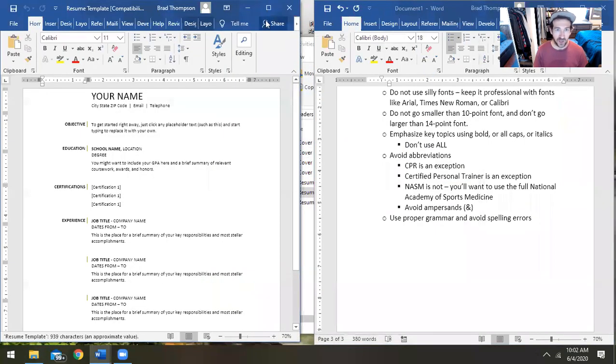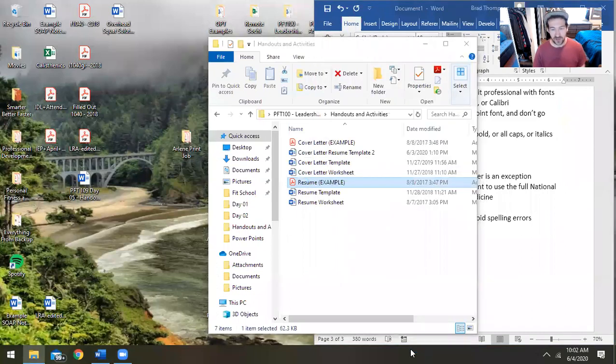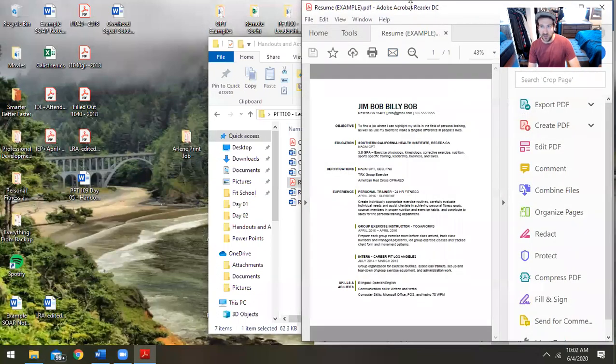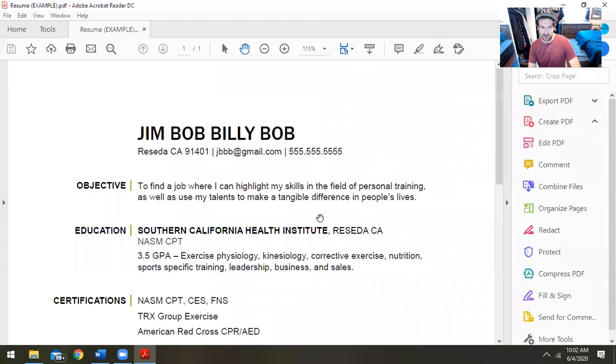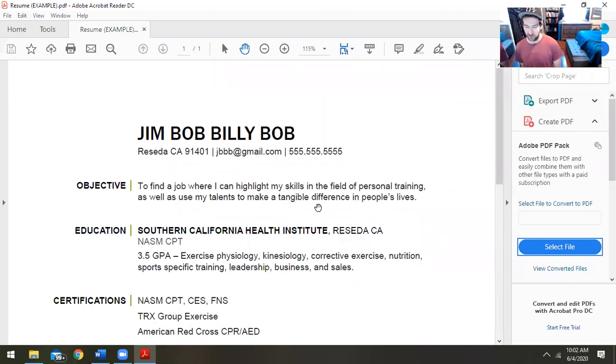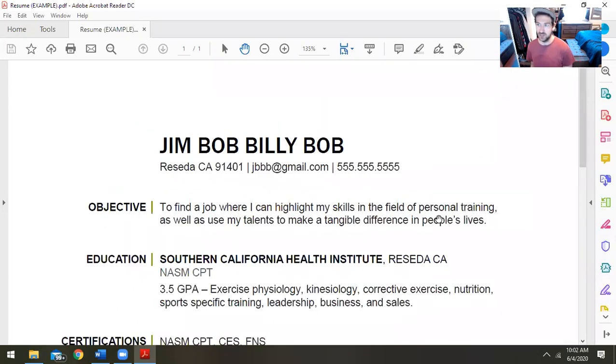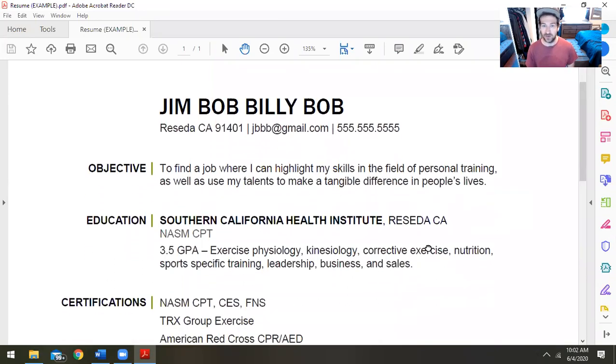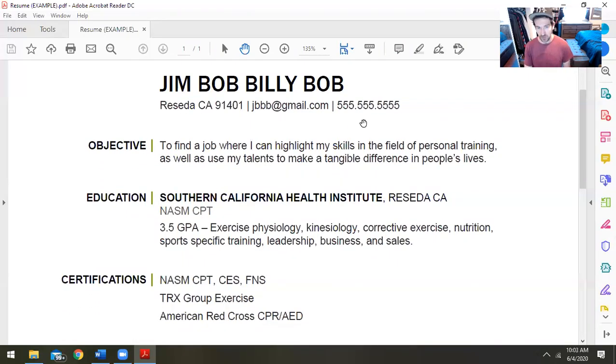Okay. That's the template. So here's an example resume that we've got here. Mr. Jim Bob Billy Bob. So this is kind of a functional resume, right? Like this is somebody who has moved things around. It's not chronological. They put the stuff that they think is most relevant. Like this is meant to be a person graduating from SCHI like tomorrow.